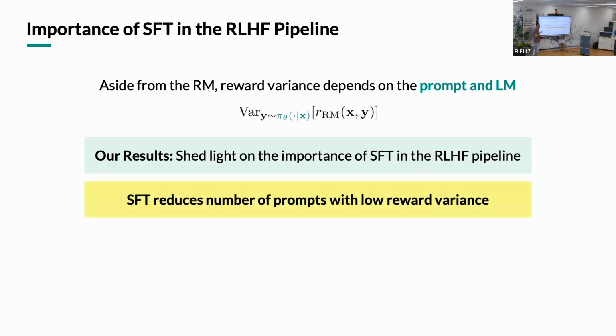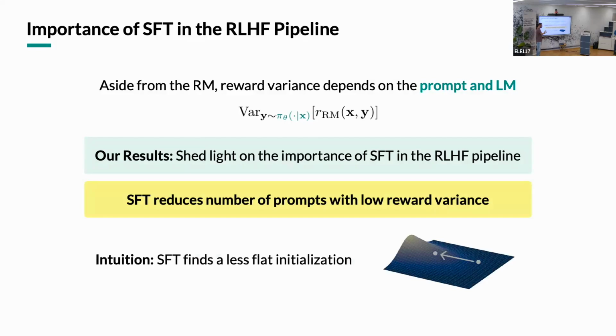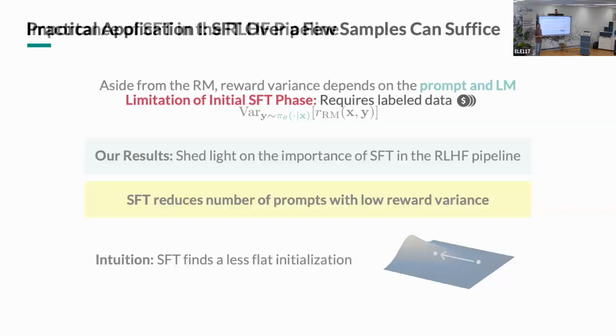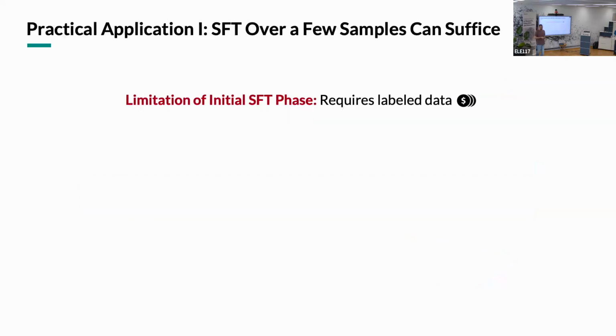What we see is that when you run supervised fine-tuning, it substantially reduces the number of prompts that suffer from low reward variance, that suffer from a flat objective landscape. Through our theoretical framework, we can understand this as supervised fine-tuning helping to find a less flat initialization for policy gradient for RLHF. This theoretical insight also has a practical application because supervised fine-tuning is not a silver bullet. It requires labeled data, which can sometimes be expensive to obtain. But if at least partially supervised fine-tuning is helpful because it helps us find a less flat initialization, you just need to nudge your model to a better initialization.